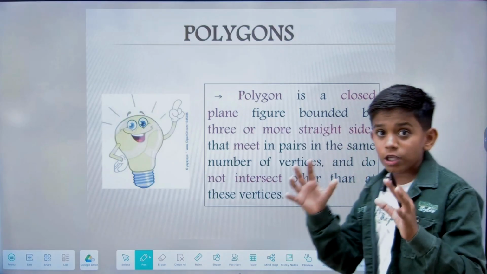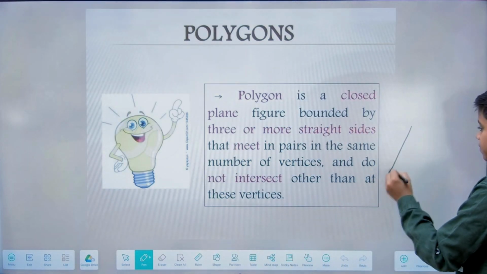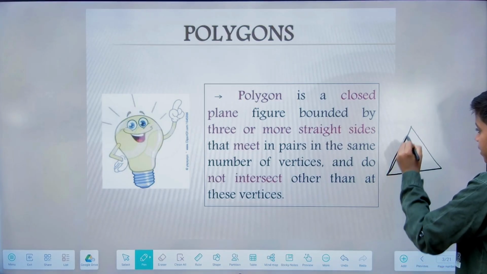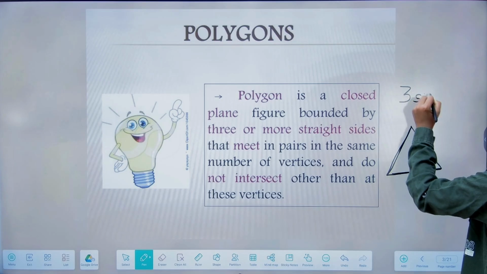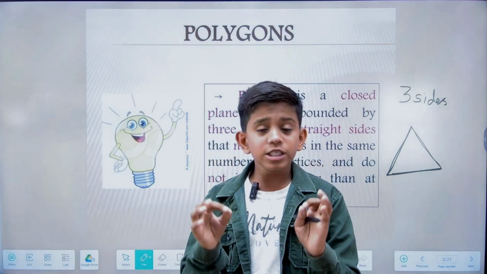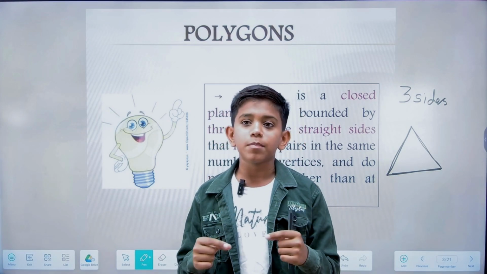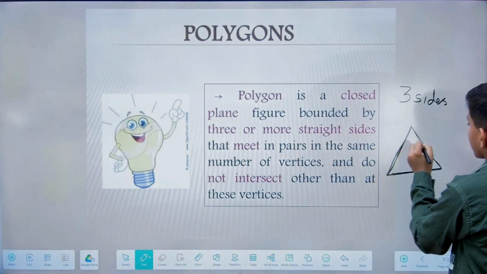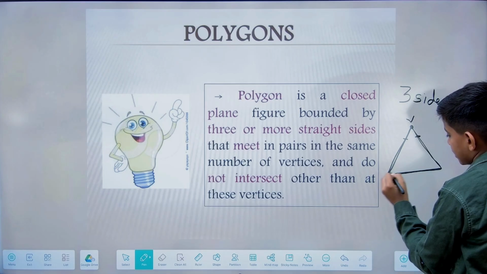The smallest polygon, which has the least number of sides, is a triangle. In this triangle, there are three sides. How many sides? Three sides. So, three or more straight lines that meet in pairs at the same number of vertices. Here, a pair of lines means two lines meet at this point. So, it is the vertex. These are the three vertices.